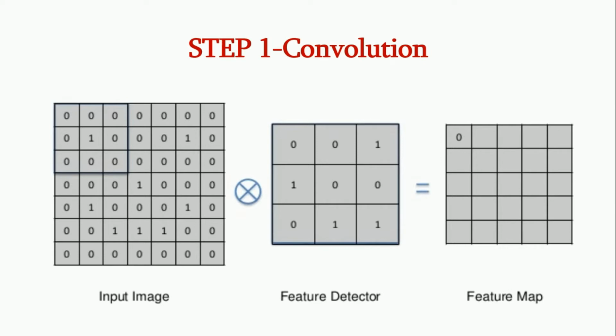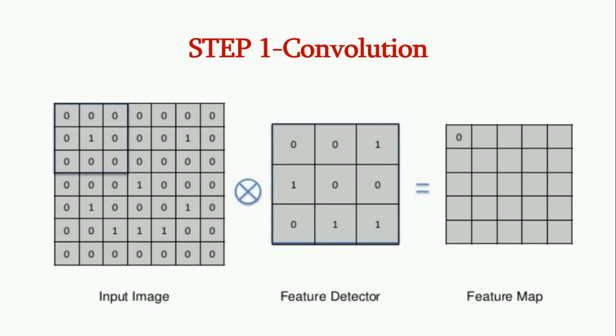You can think of a feature detector as a window consisting of 3x3 cells. Here is what you do with it. You place it over the input image beginning from the top left corner, with the borders you see demarcated above. And then you count the number of cells in which the feature detector matches the input image. The number of matching cells is then inserted at the top left cell of the feature map.